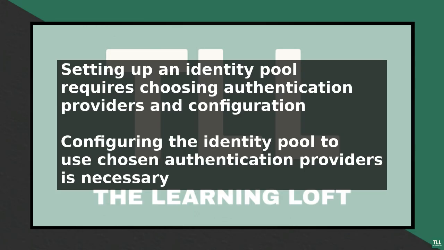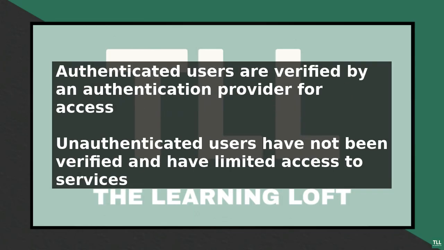One key concept to understand when working with identity pools is the difference between authenticated and unauthenticated users. Authenticated users are users who have been verified by an authentication provider, while unauthenticated users are users who have not been verified. Identity pools provide different levels of access to AWS services for authenticated and unauthenticated users.